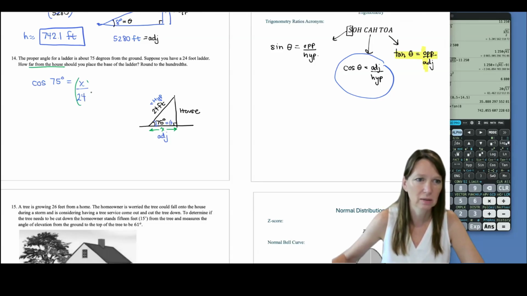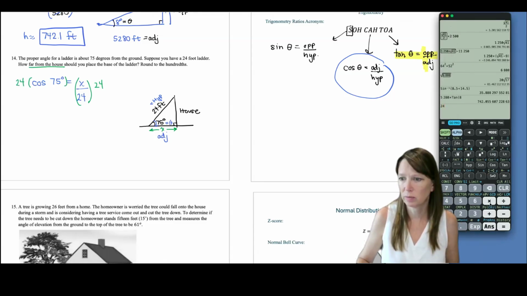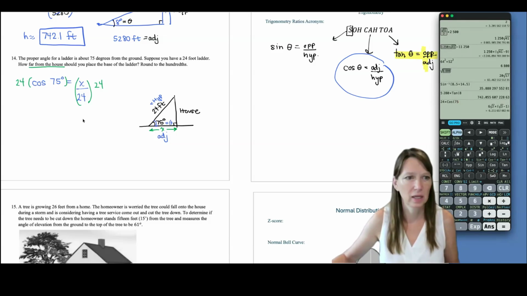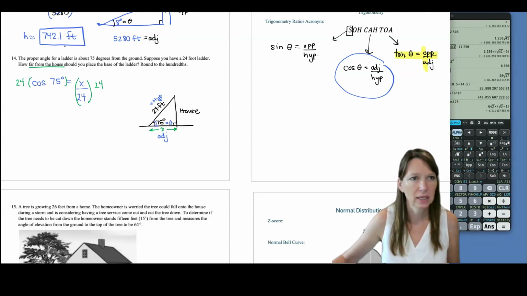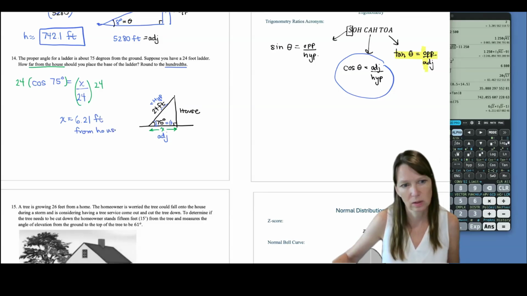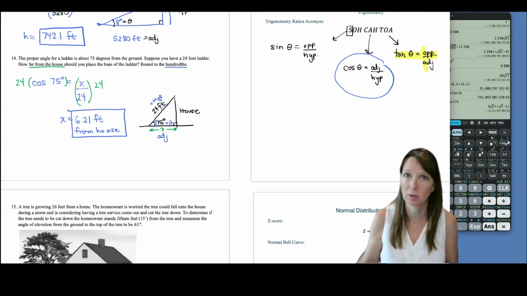Solving for x, we're going to multiply both sides by 24. Let's take 24 multiplied by the cosine of 75, and we get x is approximately, rounding as they request to the nearest hundredths, 2 places. So that's 6.2, adding my unit, which is feet. So you want to place the ladder just over 6 feet from the house in order to have a safe angle.